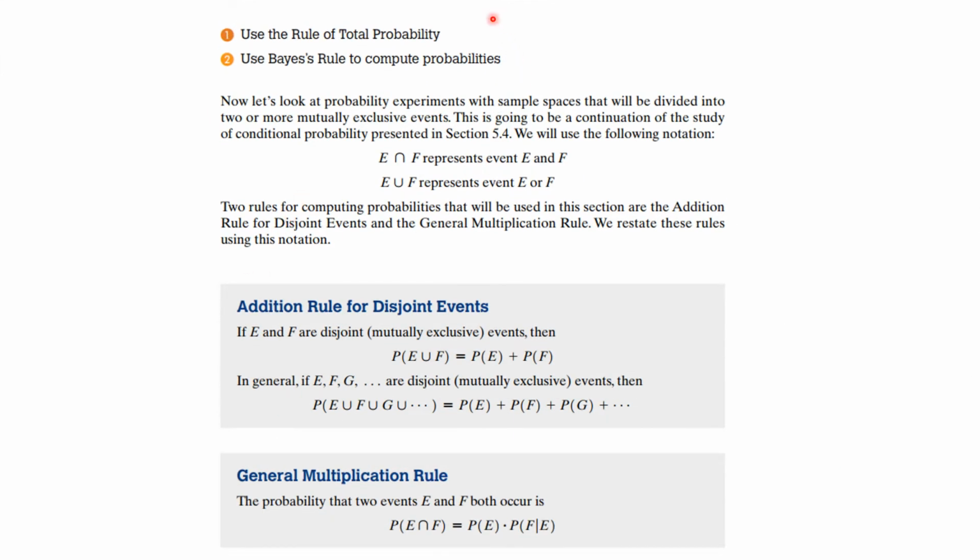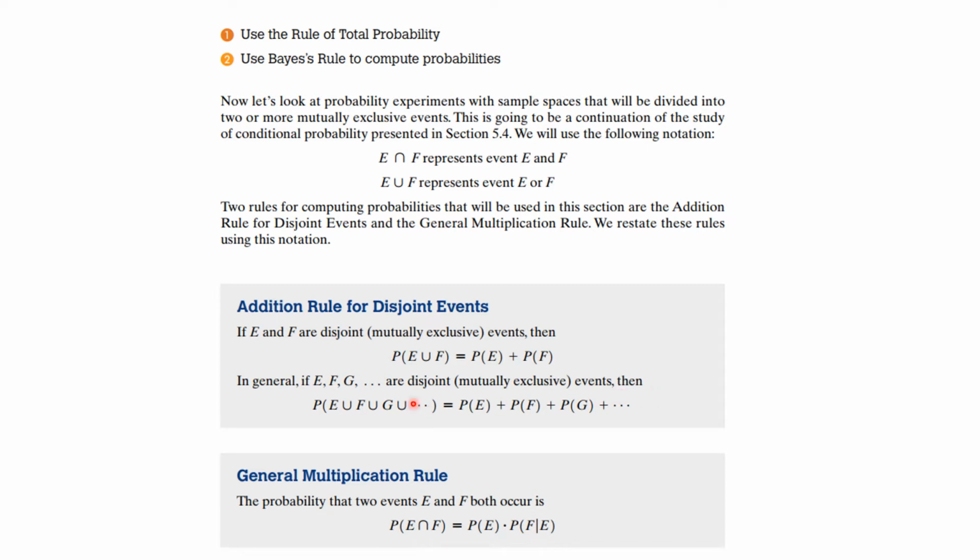We're going to talk about the rule of total probability and Bayes' rule during this time, and we're going to change notations a bit here as Sullivan does. So we're going to use intersect. E intersect F is going to represent the events E and F, and E union F represents the events E or F. We know there's a big difference between and and or, and these are just math ways of saying and or or. And we're going to restate using these new symbols some rules we had before.